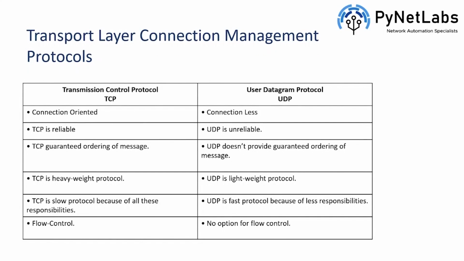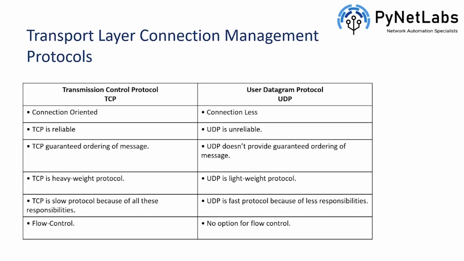When we talk about connection management inside the transport layer, we have majorly two protocols there. The transmission control protocol, which is TCP, and the user datagram protocol, which is UDP. Now TCP and UDP differ on some different bases. The first one is connection. So TCP is connection oriented. It looks forward to building connections. But UDP is connectionless. Then TCP is reliable and UDP is unreliable. The reason we call TCP reliable is that there is retransmission of data in case the data gets lost.